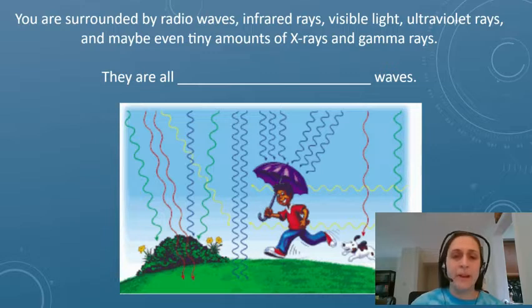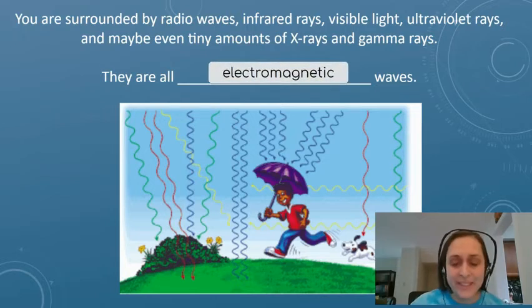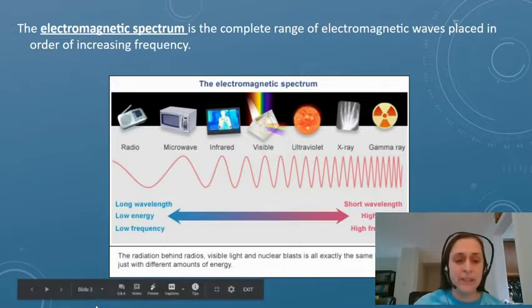You're surrounded by radio waves, infrared waves, visible light, ultraviolet rays, maybe even tiny amounts of X-rays and gamma rays every time you step outside. These are all different kinds of electromagnetic waves. The electromagnetic spectrum, just to recap, is the complete range of electromagnetic waves placed in order of increasing frequency.